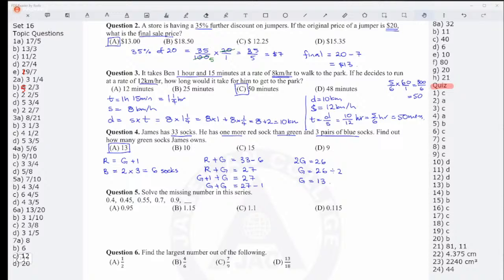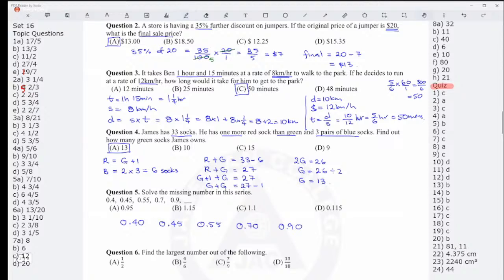Okay, next one. Question 15. Solve for this one. Now, personally, when you're having numbers like this, I will match up your decimal digits. So what I can do here is 0.4 can become 0.40. Then we have 0.45. Then we have 0.55. And 0.7 becomes 0.70. And 0.9 becomes 0.90.